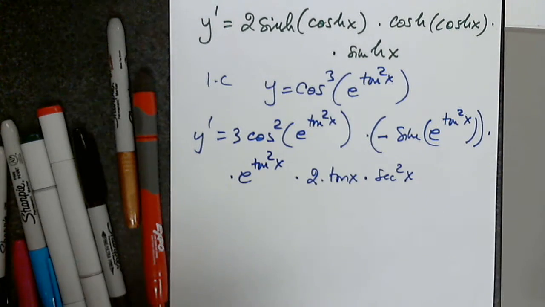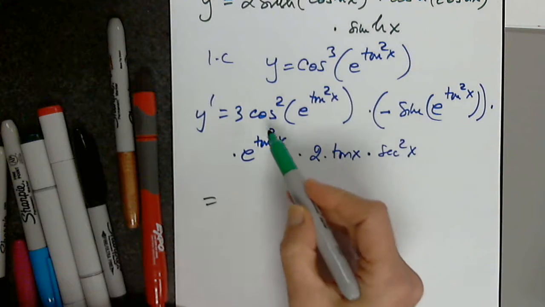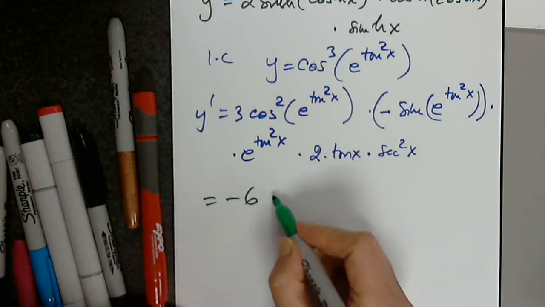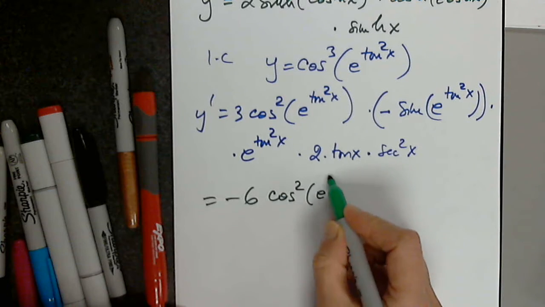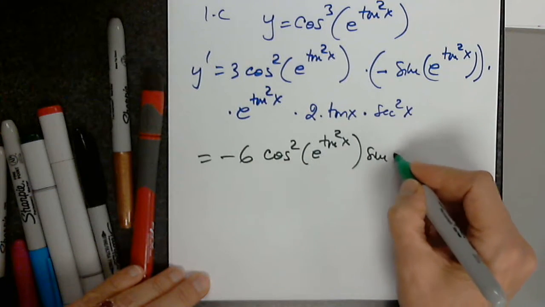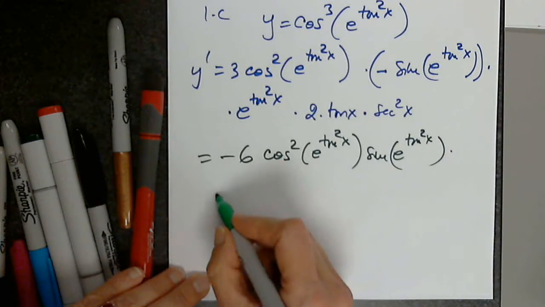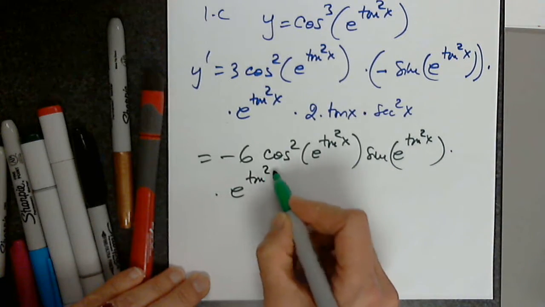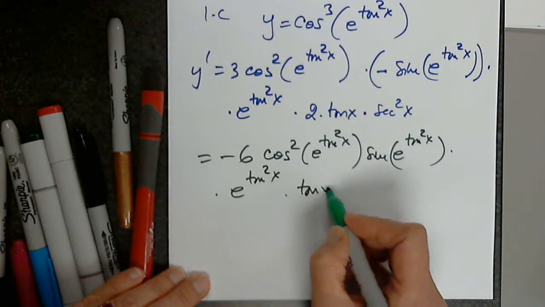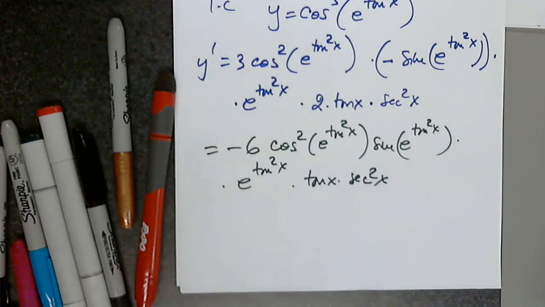Although I said don't simplify, I would have just presented in one more step the minus, the 2, and the 3. So negative 6 cosine squared e to tangent squared times sine e to tangent squared times e to tangent squared times tangent x times secant squared. But if you stopped here, I gave full credit. That's fine too.